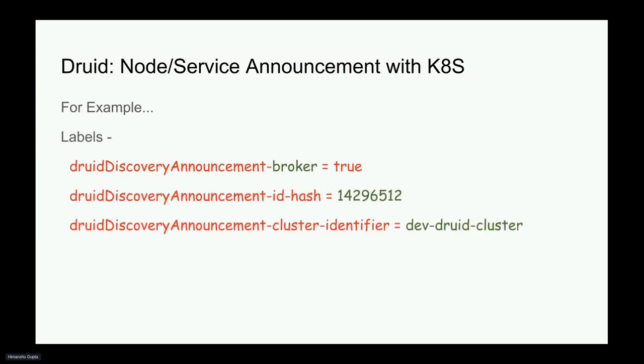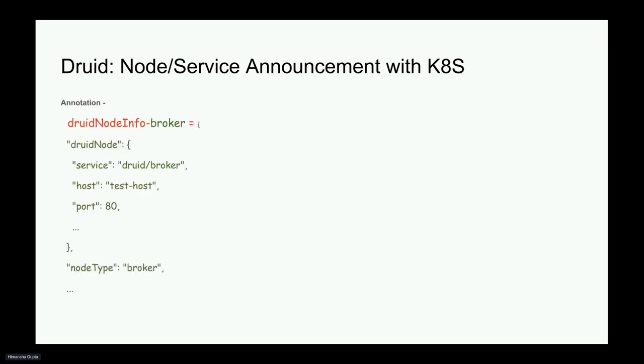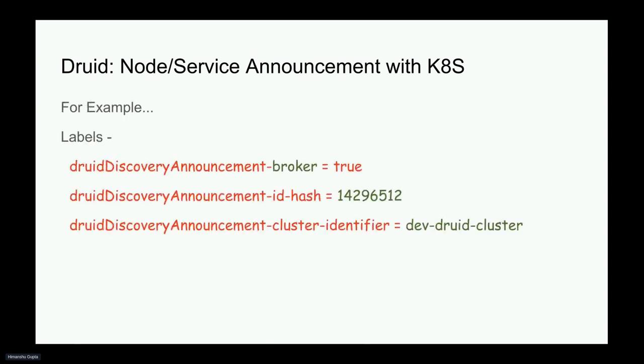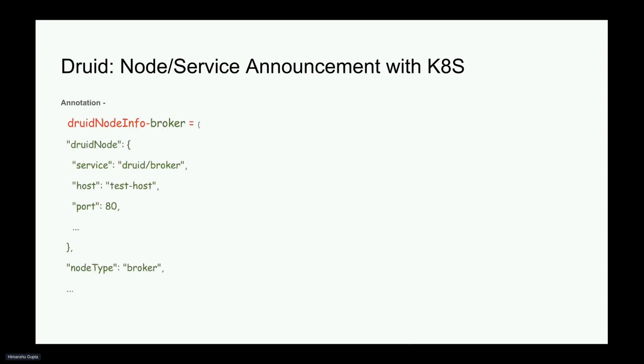So for example, if a broker pod is started, that will start the broker Druid process. And as the broker Druid process starts up, it will add these labels in that broker pod definition, right? And it will also add this annotation which contains all the information for that Druid broker, like what is the host port, what is the node type, and a whole bunch of other information. We need to use annotation for this information because label values have a lot of restrictions on their lengths and what characters can go inside them.